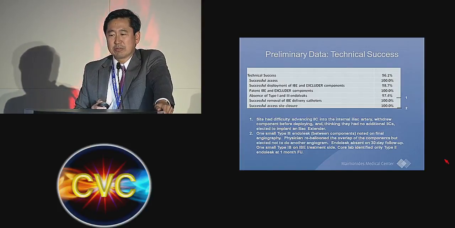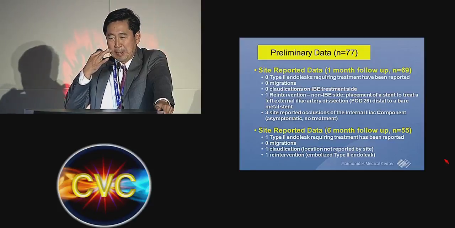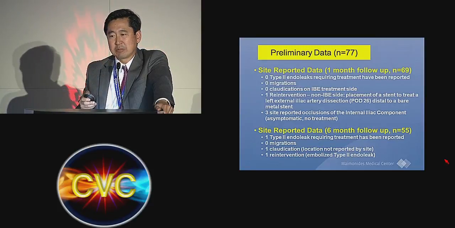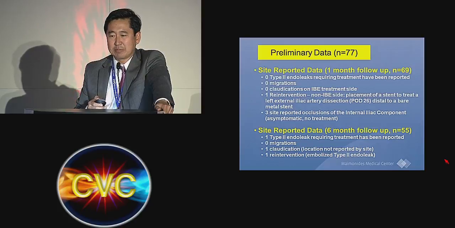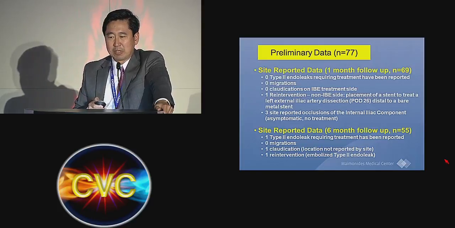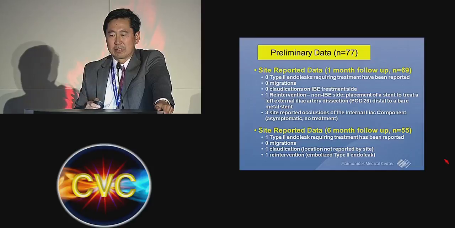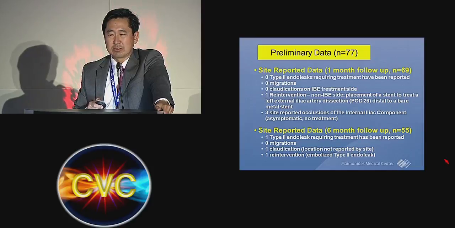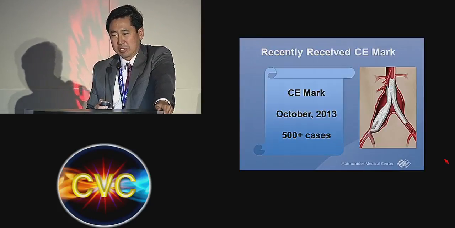The results were very good. The technical success rate was close to 100%. The site-reported data, not the adjudicated data, shows at 1 month and 6 months in 55 patients no type 2 endoleak, 1 claudication symptom, most likely related to one of the 3 internal iliac component occlusions. Only 1 intervention in terms of a type 2 endoleak was required.